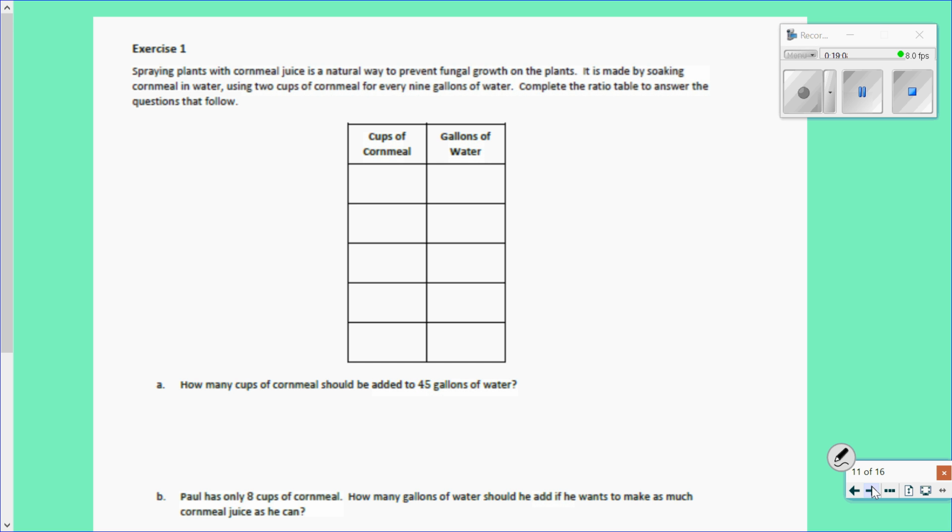Okay. Next one. Spraying plants with cornmeal juice is a natural way to prevent fungal growth on the plants. It is made by soaking cornmeal in water using 2 cups of cornmeal for every 9 gallons of water. Complete the ratio to answer the questions that follow. Okay, so we have 2 cups of cornmeal for every, that's our ratio, 9 gallons of water. So what's our first 2 boxes going to be? Seamus. So 2 cups of cornmeal, right? For 9 gallons of water.